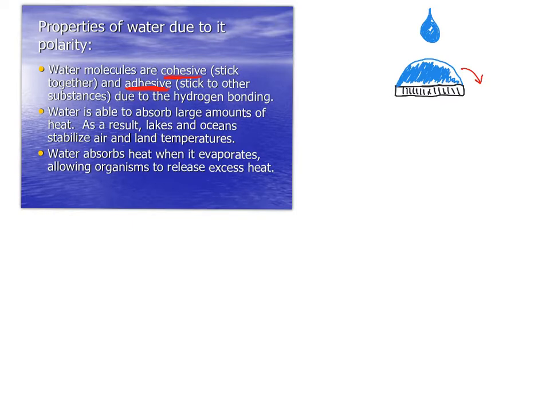All right, so water is able to absorb large amounts of heat. As a result, lakes and oceans stabilize the air and land temperatures. So just know that water is able to suck up a lot of heat, right? That's the second point you have to remember. And water absorbs heat when it evaporates, allowing organisms to sweat, to relieve themselves of heat.